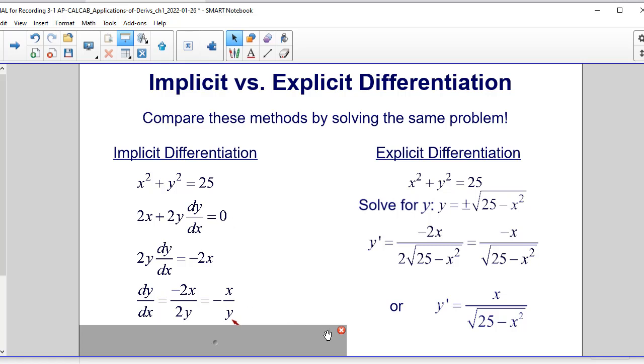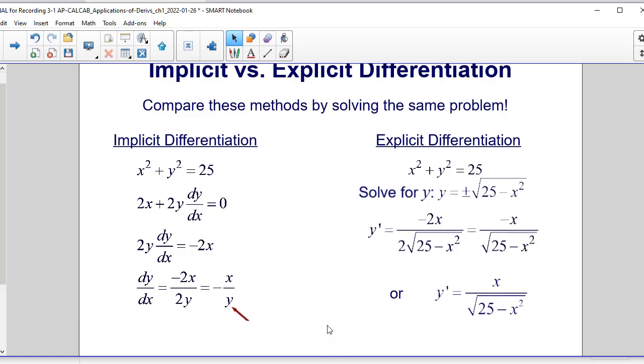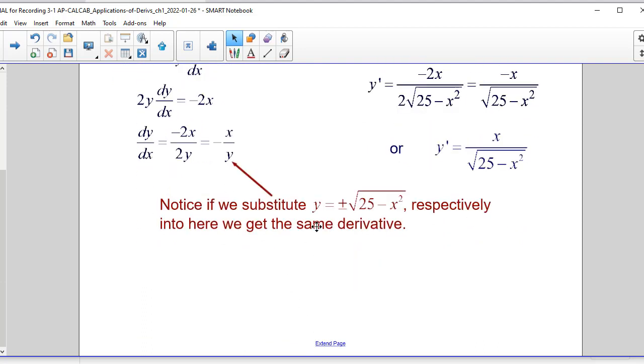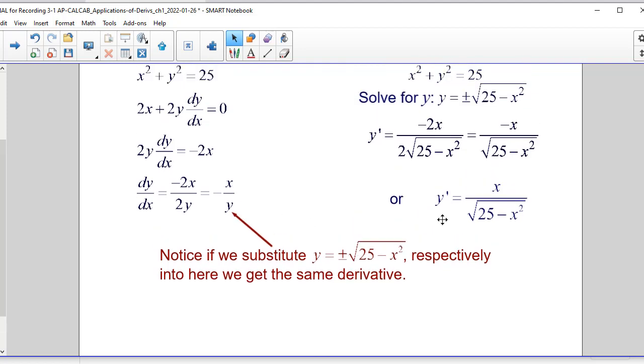You can see the algebraic steps in between. Now, you might originally at this step ask, well, this looks totally different than what we have over here. However, if we substitute in for y, replacing y with plus or minus the square root of 25 minus x squared, we actually do end up with the same result.